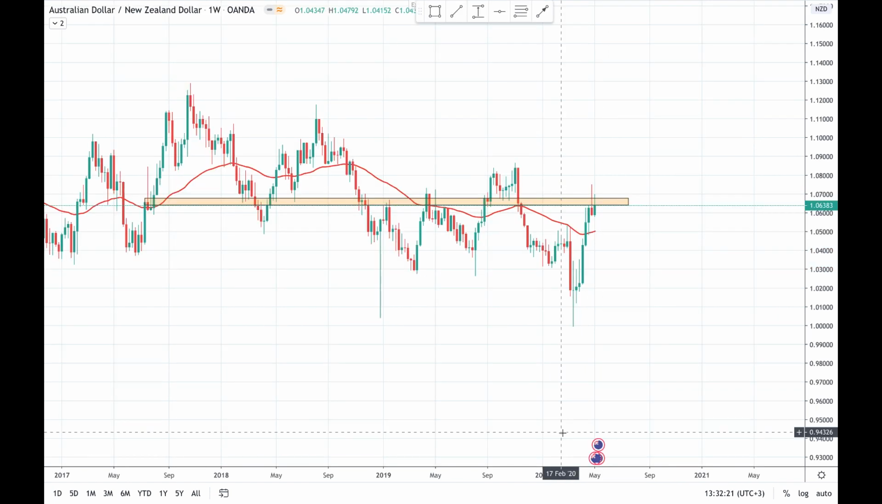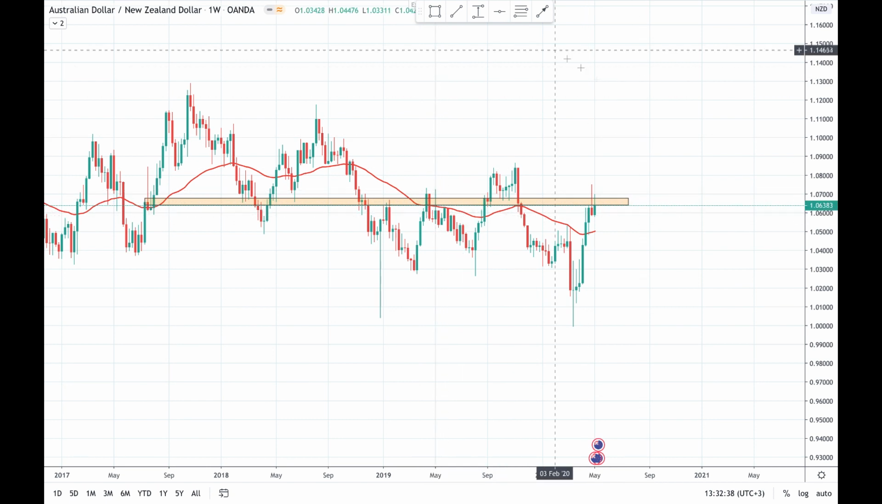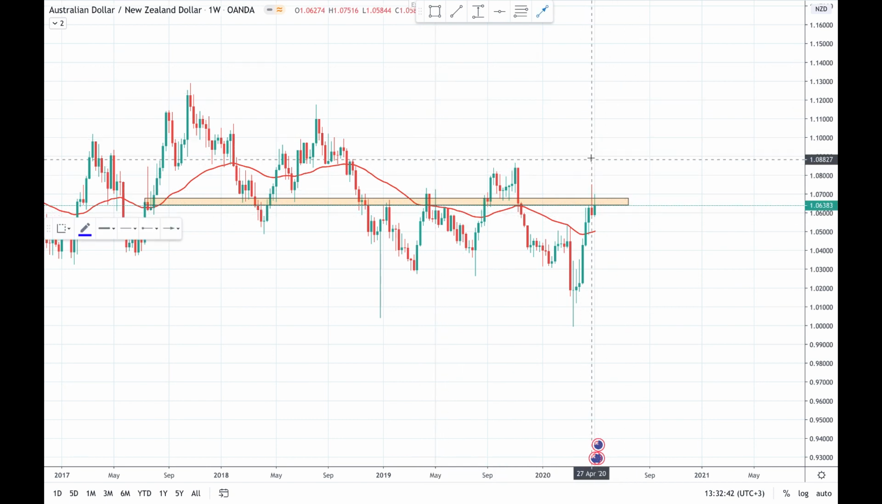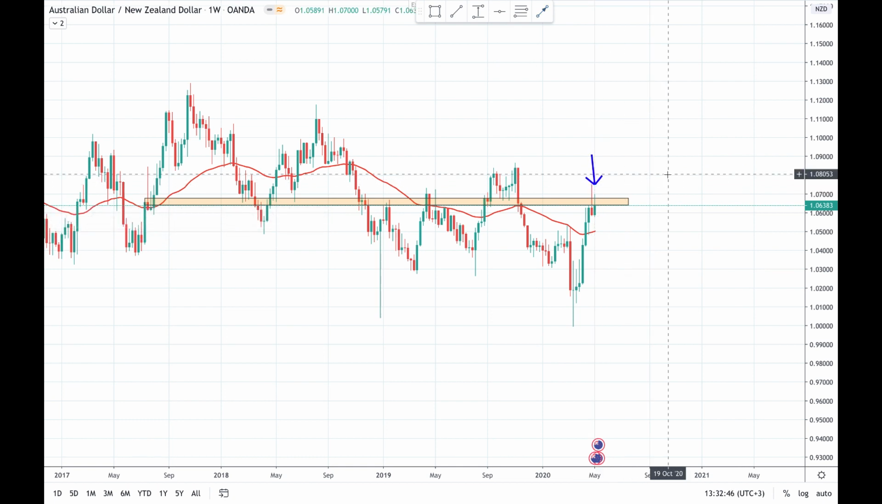Here's AUDNZD, weekly time frame. This pair is our winner for the next week. As you can see, we have already established our dynamic support zone. And as you can see, price reacted to that level with a long wick candle, creating for us a bearish bias, meaning that price tried to push higher to the dynamic resistance level but failed.